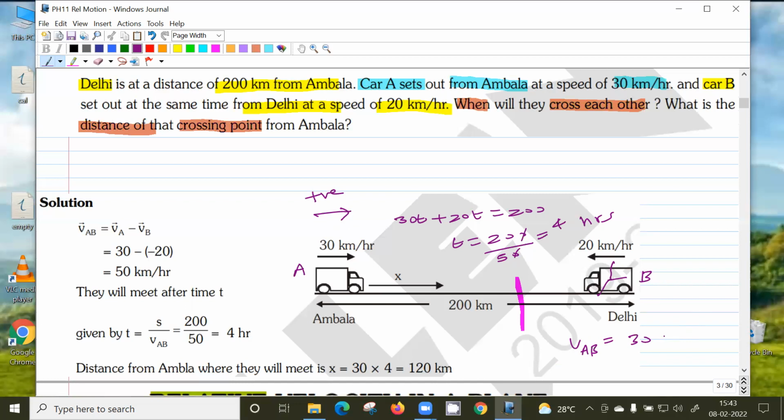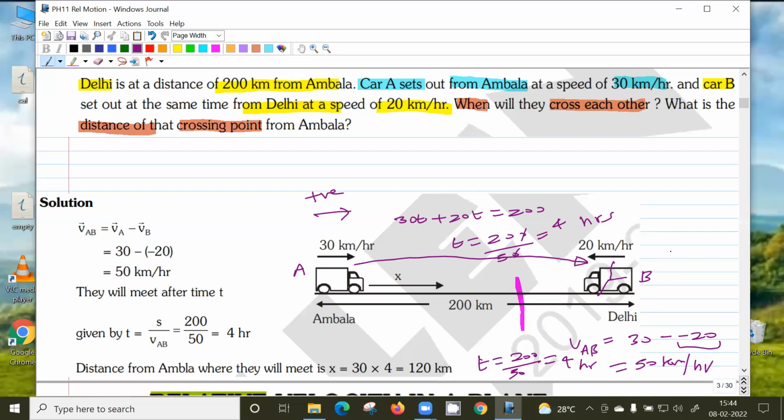So velocity of A is 30, and velocity of B is minus 20. So VAB is VA minus VB, and VB is minus 20, so it will be 50 kilometers per hour. With respect to this frame, this car should have traveled the entire distance of 200 kilometers. So the time taken is 200 divided by the velocity of A in this frame, 50. So it's 4 hours.